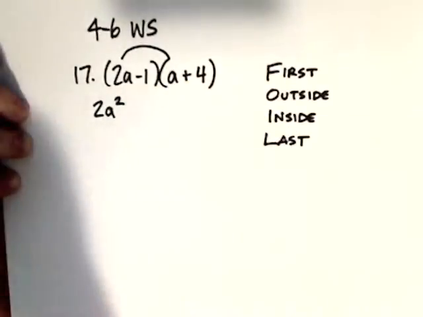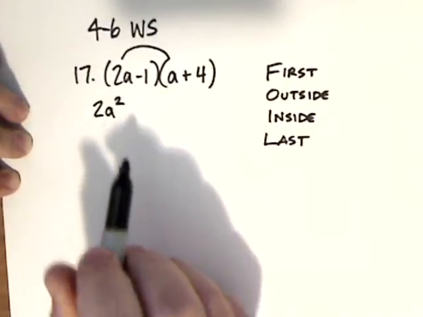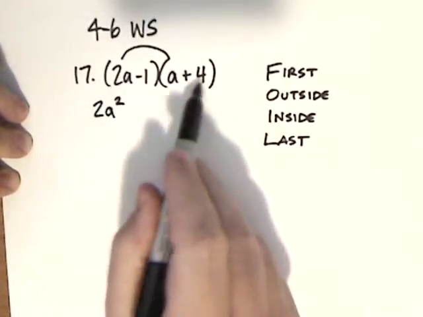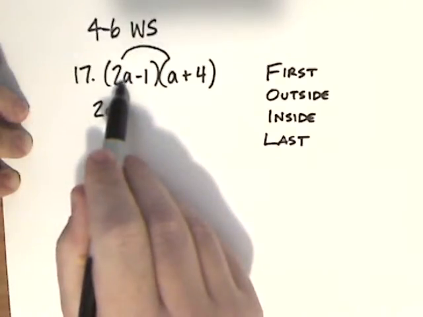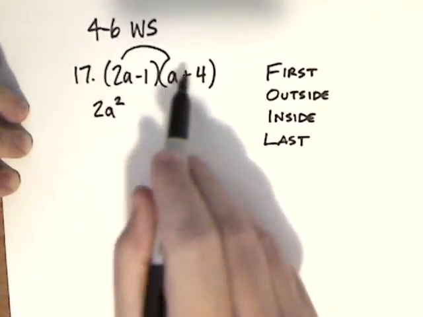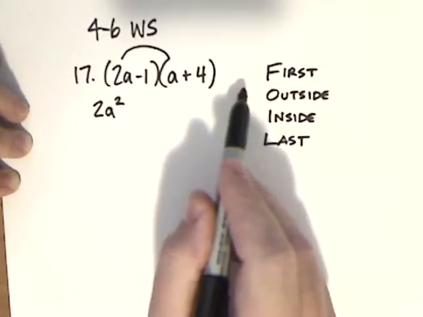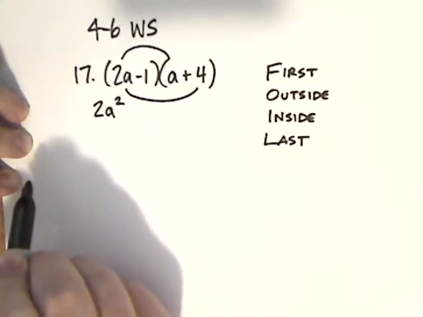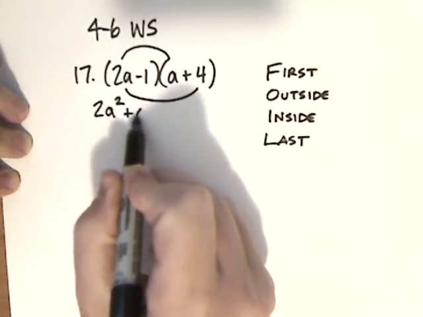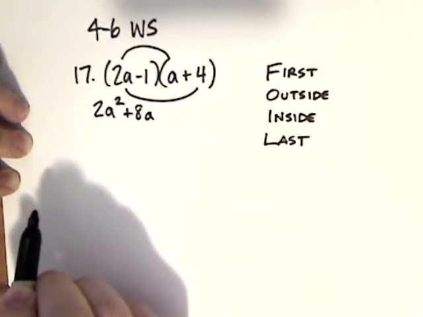The O stands for outside. So that means we're going to take the terms on the outside of the group of 4 and multiply them. So 2a, which is all the way on the left side of our problem, times 4, which is all the way on the right side of our problem. Again, I like to kind of connect them. 2a times 4 gives me 8a.